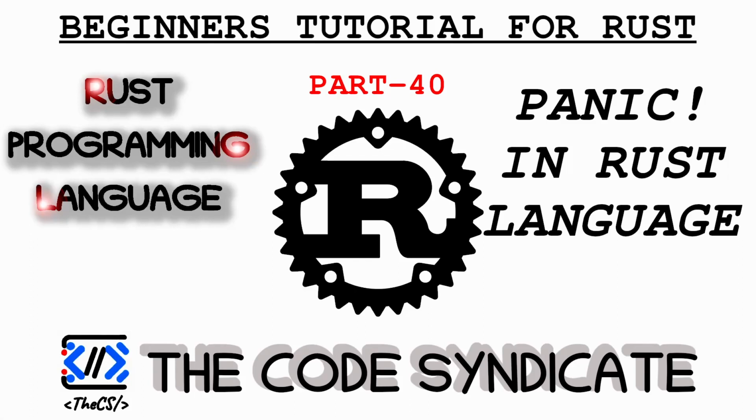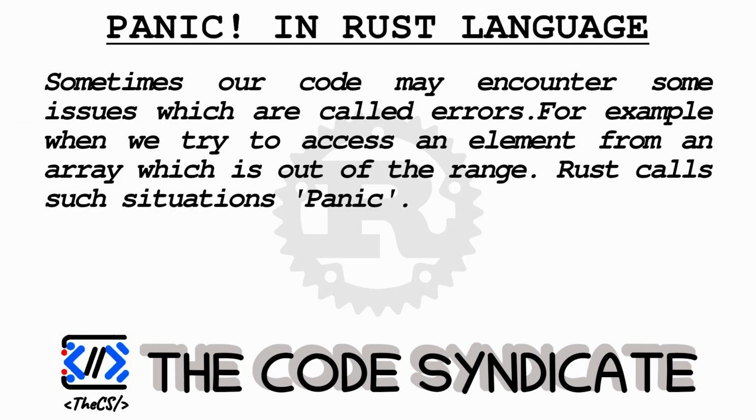In this video, we will be discussing panic in Rust. Sometimes our code may encounter some issues which are called errors. For example, when we try to access an element from an array which is out of the range. Rust calls such a situation a panic when the program gets unhandled.